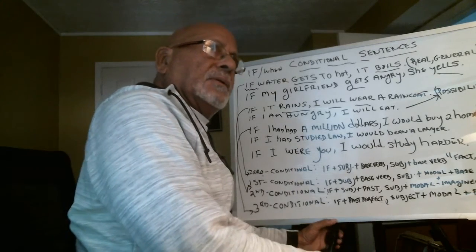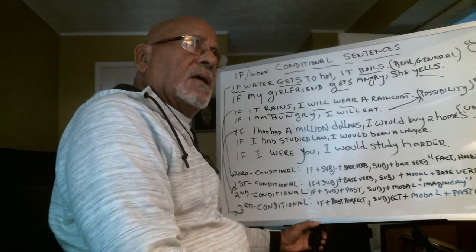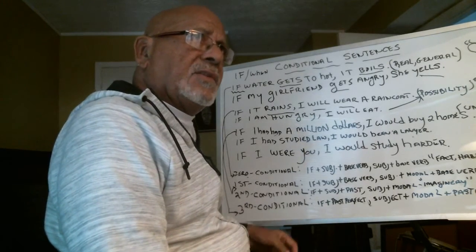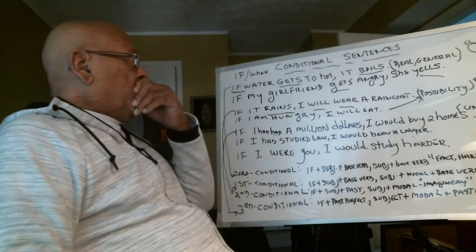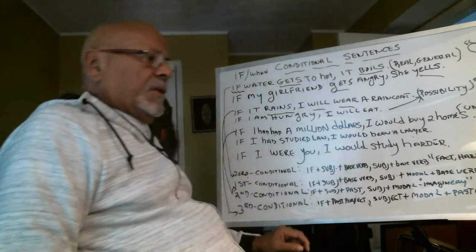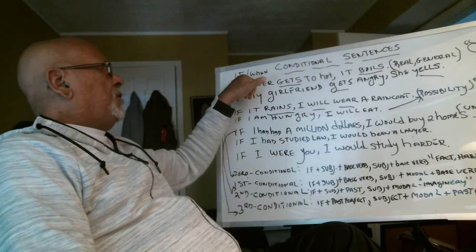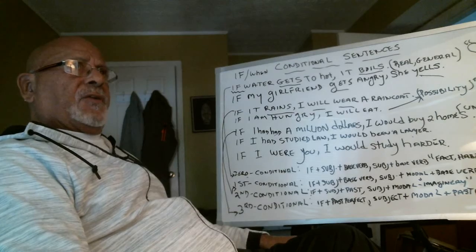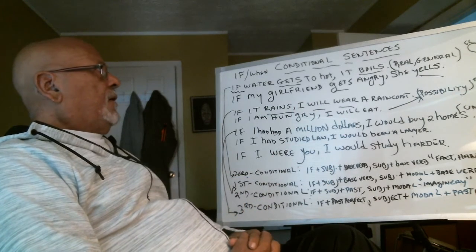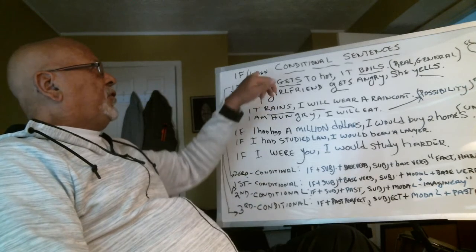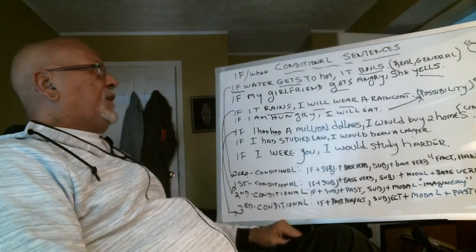Let's try to get an understanding of conditional sentences. Conditional sentences usually start with the subordinating conjunction if. They call it the infamous if clause. It could also start with when, if or when, but it's usually if.